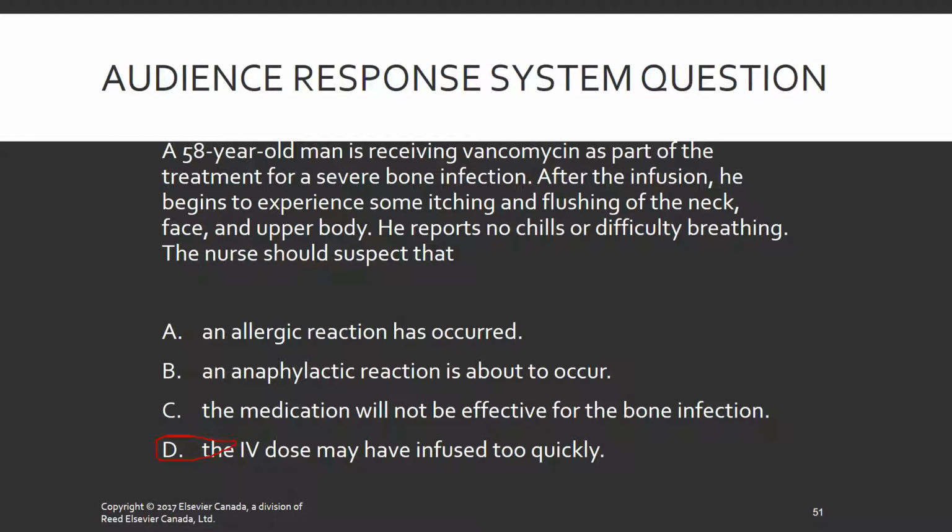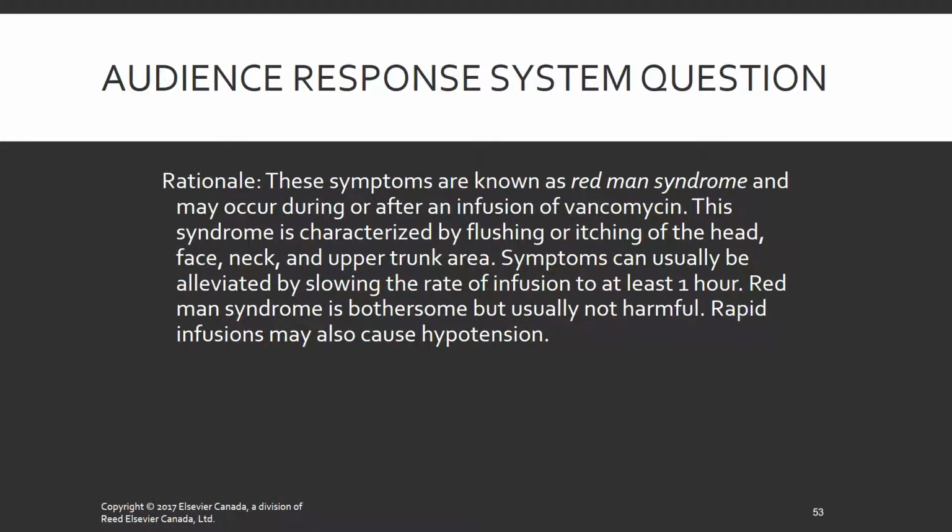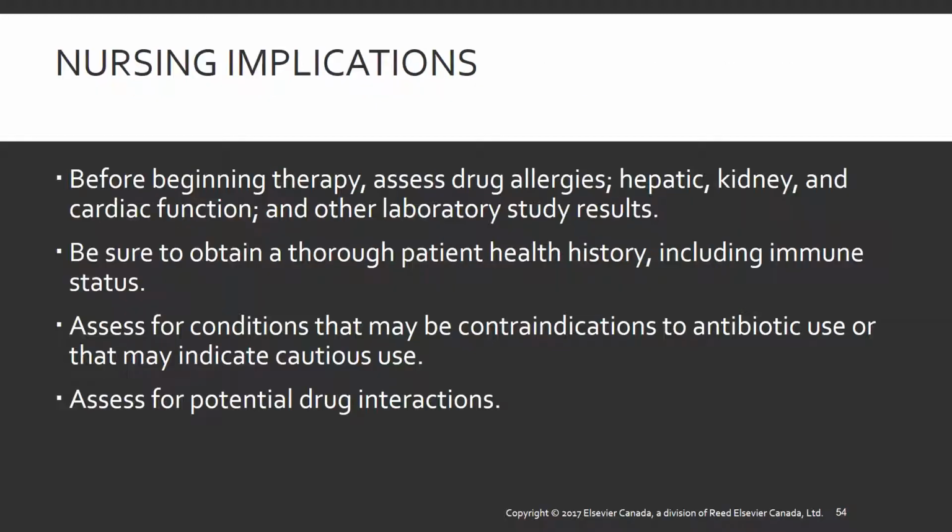Okay. So, as we discussed, he's had his dose of vancomycin going a little too quickly, and he's getting a little bit of red man. So red man syndrome, again, occurring after infusion of vancomycin. Just that same characteristic flushing of the head, face, neck, and upper trunk area. It can be alleviated by slowing the rate of infusion, so at least 60 minutes or an hour, and it's bothersome, but usually not harmful. But keep in mind, if you're rapidly infusing vancomycin, you can cause hypotension.